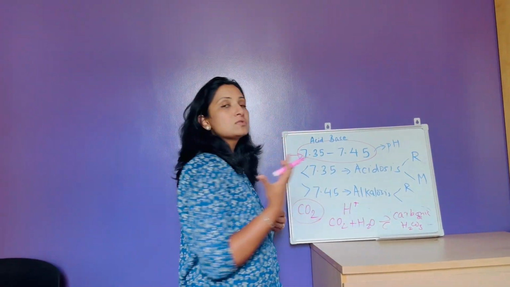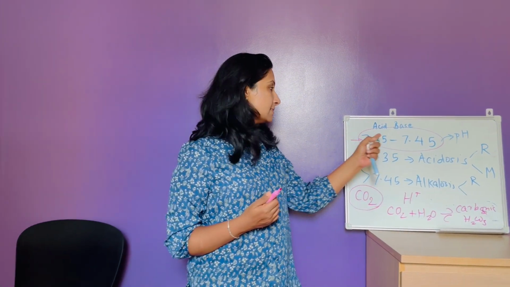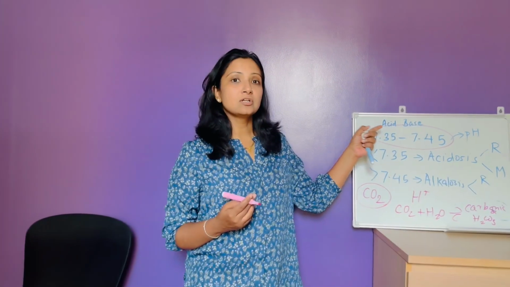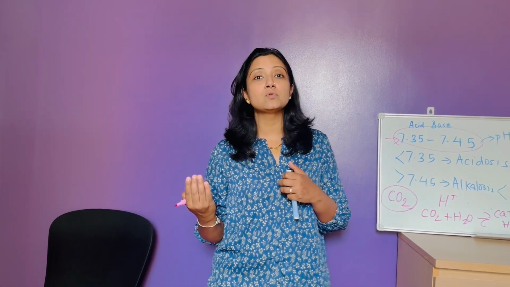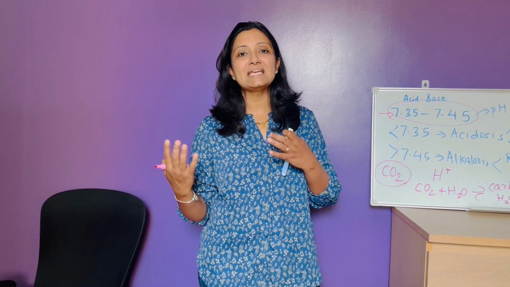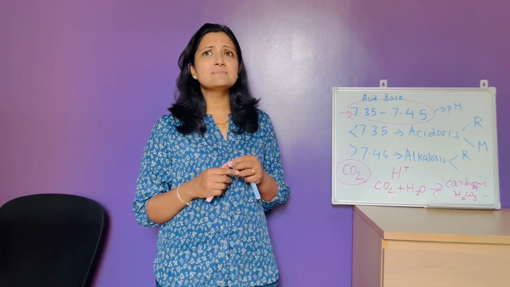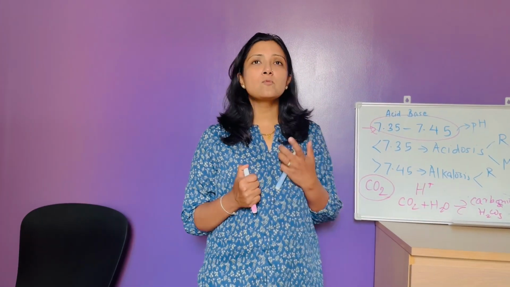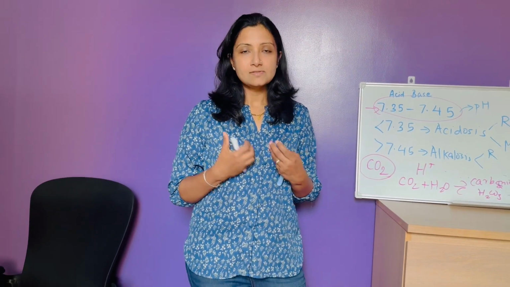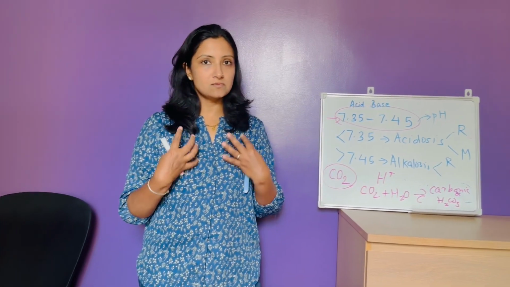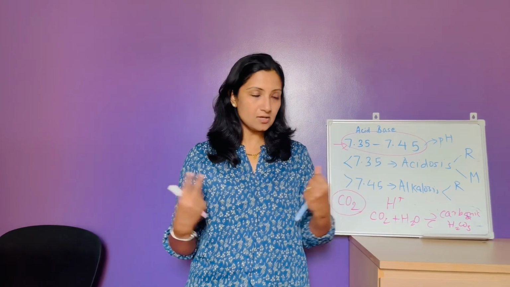So, when there is too much CO2 in your body, the pH becomes less than 7.35. That is, the body goes into acidosis, the pH drops. Now, let me take an example. When will CO2, carbon dioxide, accumulate in your body? So, we all know we breathe in oxygen, we breathe out carbon dioxide.